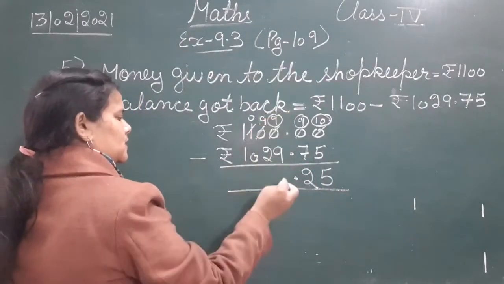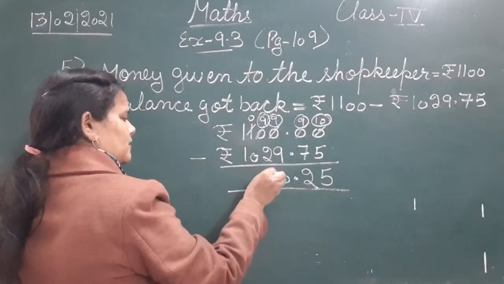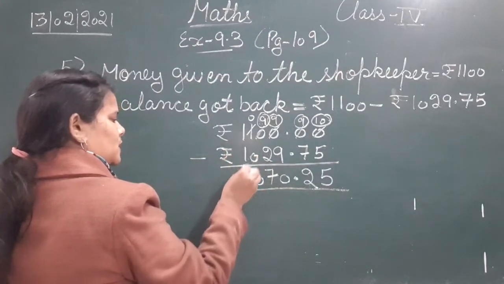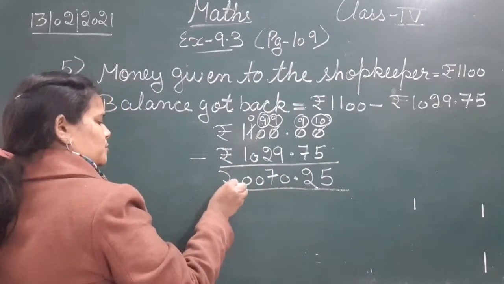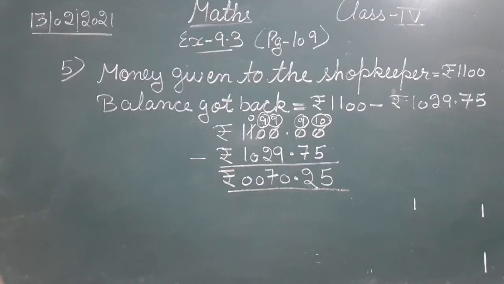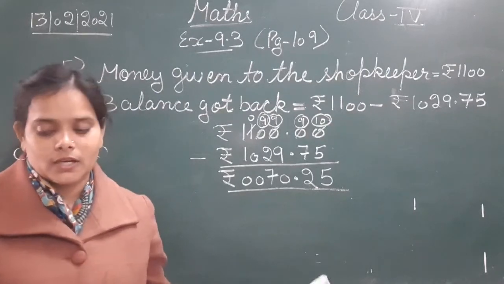यहाँ पे as it is dot. 9 minus 9 is 0. 9 minus 2 is 7. 0 minus 0 is 0. 1 minus 1 is 0. And it is rupees. So the balance that Jagjit got back is 70 rupees and 25 paise. So this balance he will get back.